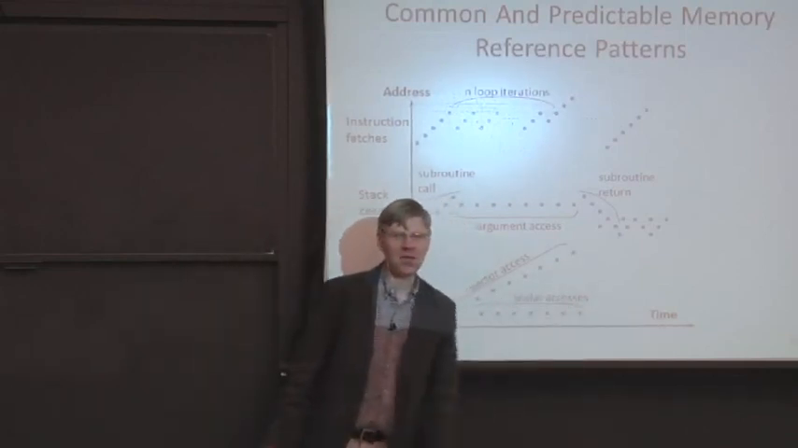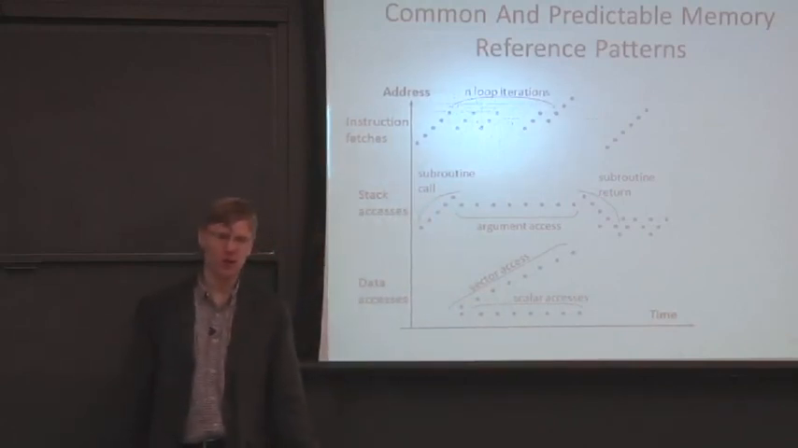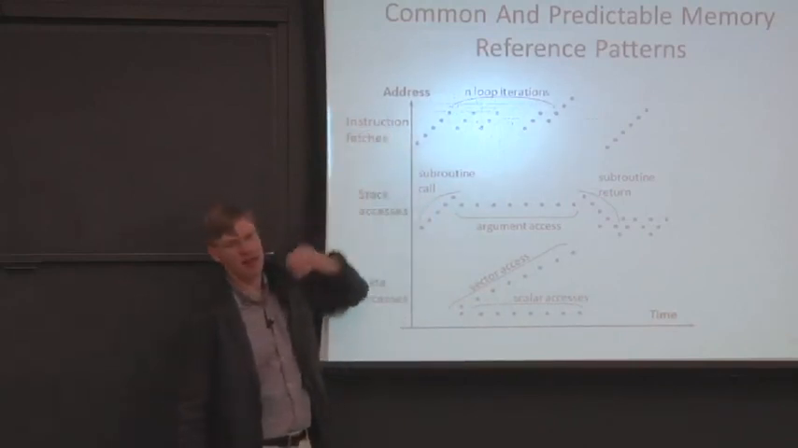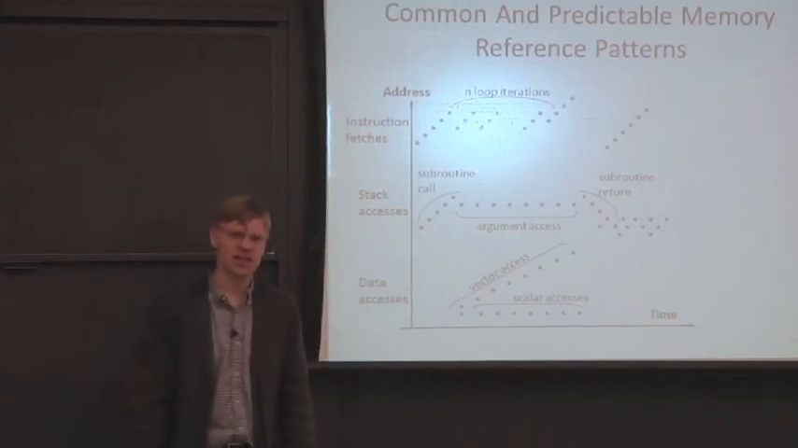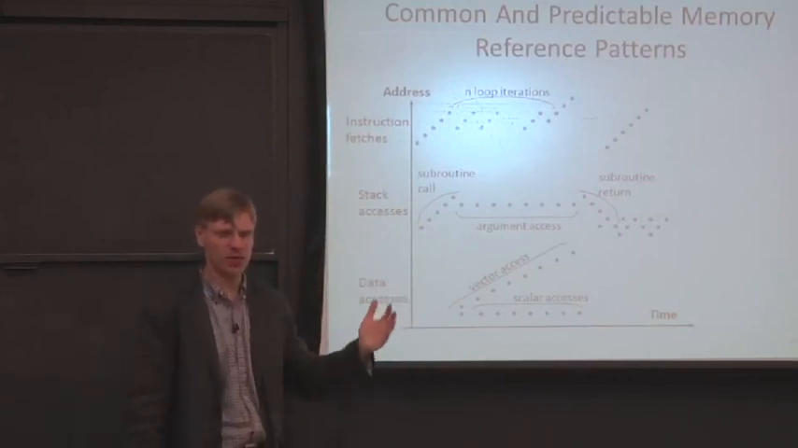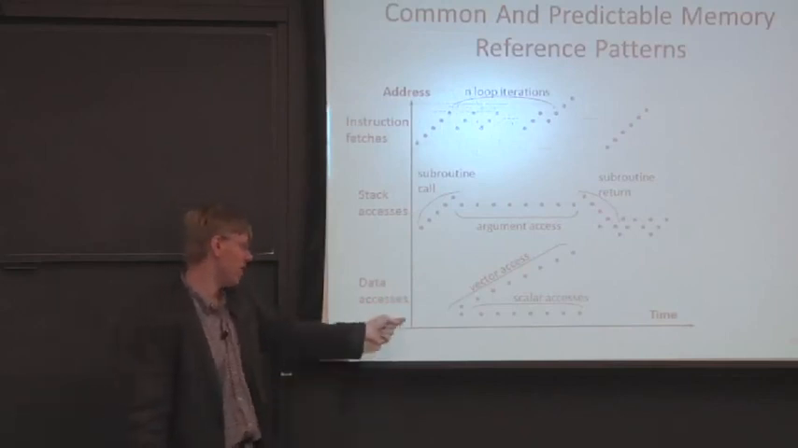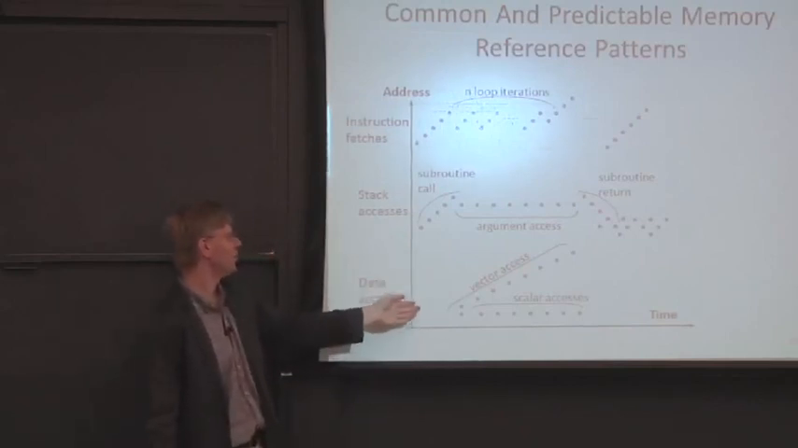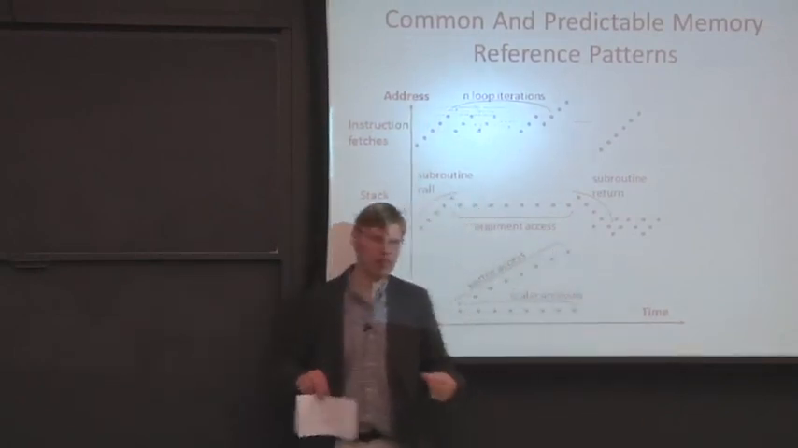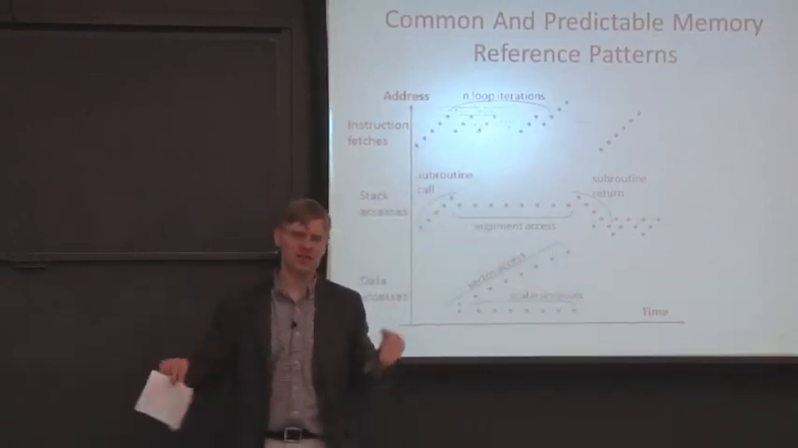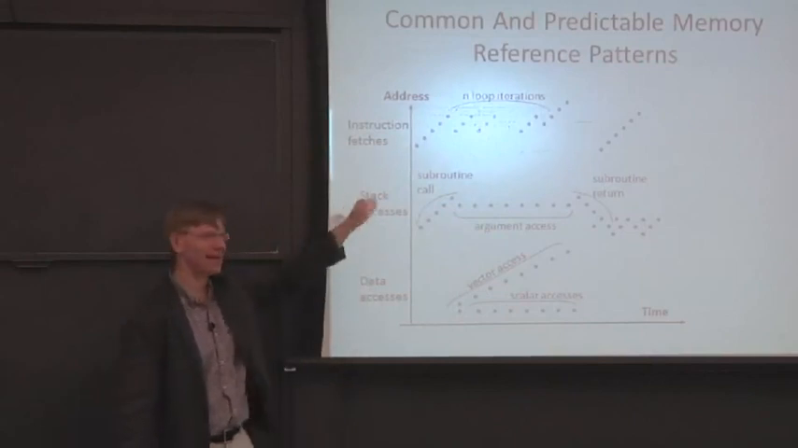We have time on the horizontal axis, and we have address on the vertical axis. If something like your machine has 4 gigabytes of RAM, we have a line across here for every single address in the machine, and then we have time. And as the program executes and accesses different pieces of memory, we're going to put a dot on this graph.